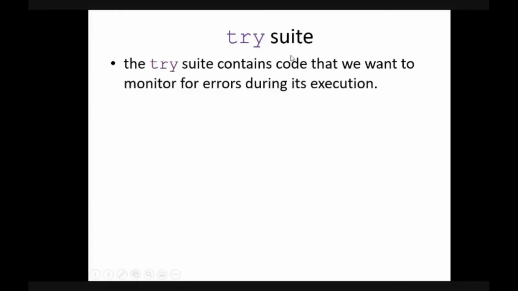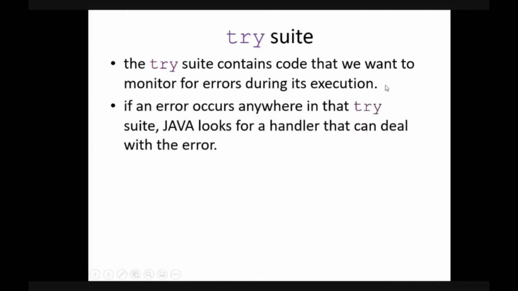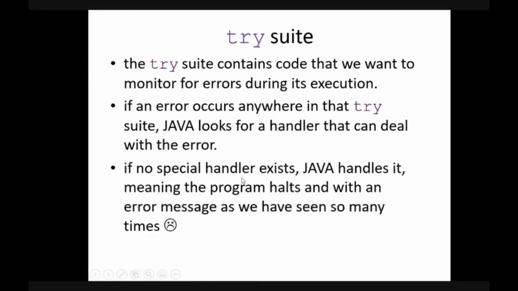So the try suite contains code that we want to monitor for errors during its execution. If an error occurs anywhere in that try, Java looks for a handler that can deal with the error. If no special handler exists, Java handles it, meaning the program halts with an error message, as we have seen so many times till now.